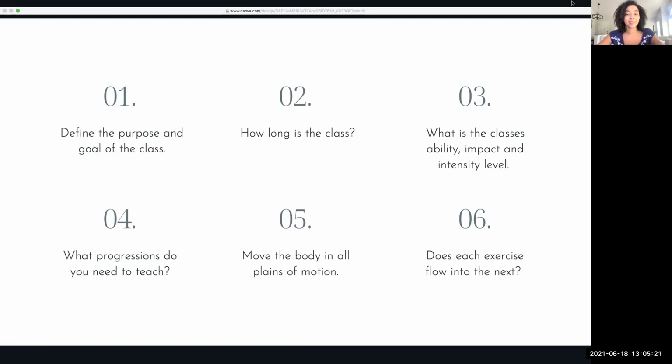The next part, and this kind of bleeds together, is using progressions when you are teaching. Whether you're teaching beginners or advanced people, progressions come in handy big time to take somebody through the beginning level all the way to the advanced. And the next part is moving the body in all planes of motion. That means you're going to get every muscle in the body to work if you move the joints in all the planes of motion that they are able to move. Okay, so keeping that.